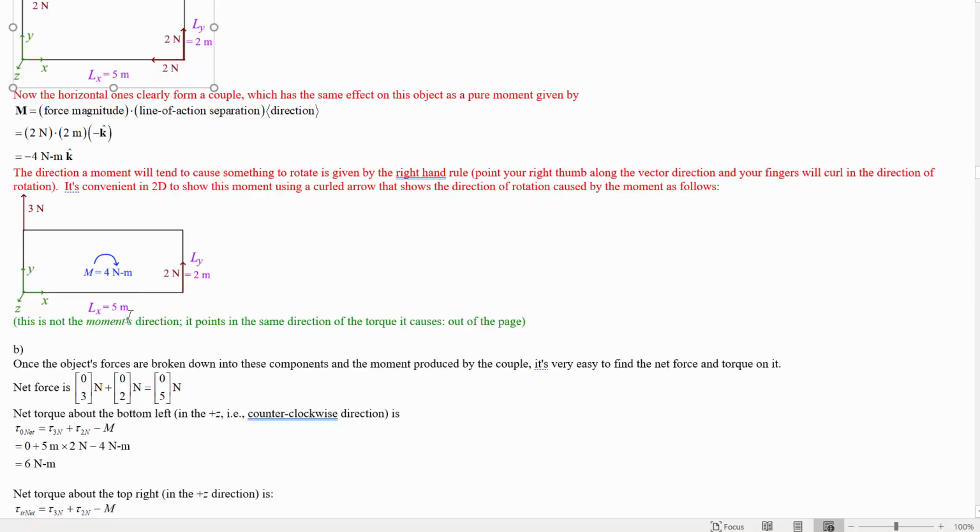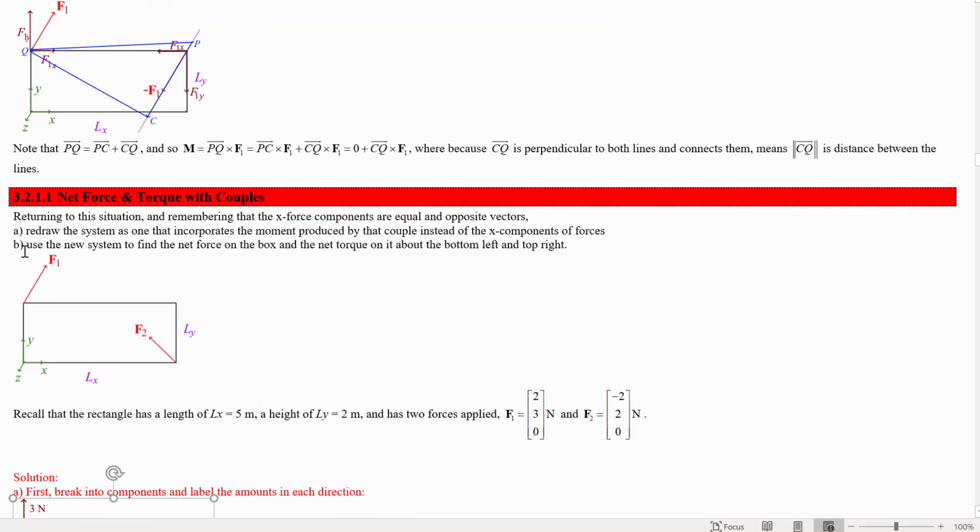The way you draw this is with this kind of curly thing like that. In 3D, you could just show it with a regular vector. We could show it with a vector going into the page, but that is a little bit hard to visualize in 2D. So for moments, in a 2D problem like this, you normally will just draw it with this curly arrow thing here and say that it's 4 Newton meters in the clockwise direction. All right, now once we've got that, we can use it to find the net force and net torque about it on the bottom left and top right.